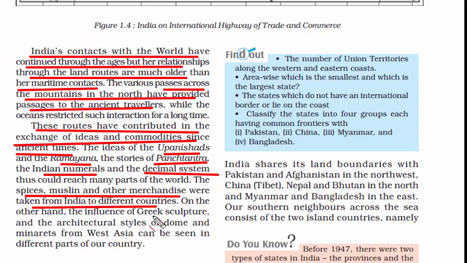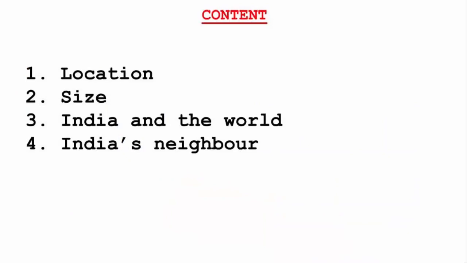And on the other hand, the architectural designs of Greek and European came to our country. You can see the same example in domes and minars of all the monuments that we have. So these architectural styles came from Western Asia. So all of these ideas and information traveled across time. So they were never produced at one place. They were all imparted, exchanged, carried forward. And the last topic is India's neighbors.